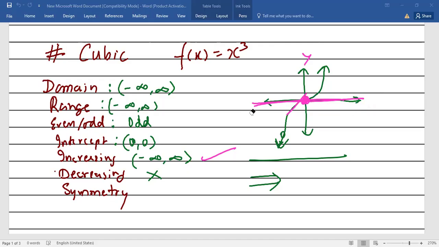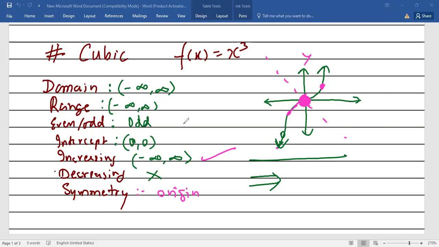But if you look into the point O, about this point, whatever is happening here is just happening here. So yes, it is symmetric, but with respect to the origin. It is about one point, not about the line. Remember, this cubic function is symmetric not about any line, but about a point, which is the origin. So it has origin symmetry. Yes, it is symmetric about the origin.